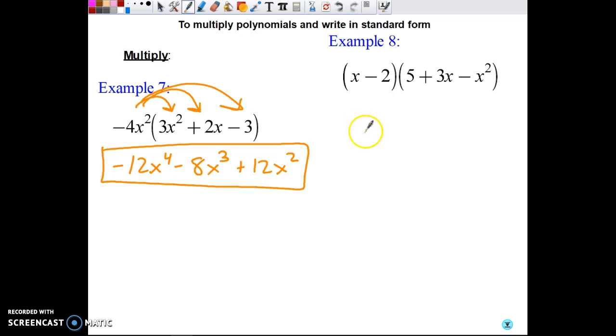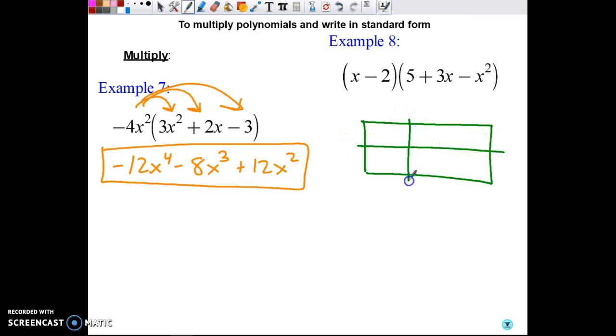I'm going to recommend we use the lattice method for this one. But you notice that it's not two binomials. I have a binomial and a trinomial. In other words, I have 2 terms in the first parentheses and 3 terms in the second parentheses. So in the rows, I'll have 2 rows, 1 for each term in the binomial. Now 3 columns, 1 column for every term in the trinomial. And notice I keep the signs with them.